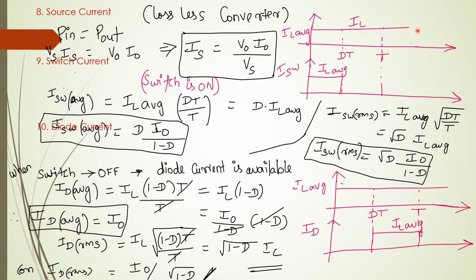This is the IL average waveform, and this is the switch waveform, because the switch is on only during the T on period, so it is only this waveform. IL average is common, the straight line which is the mid value between IL max and IL minimum. In the same way, diode current is available only during T off, so the pulse is available only during the T off condition.